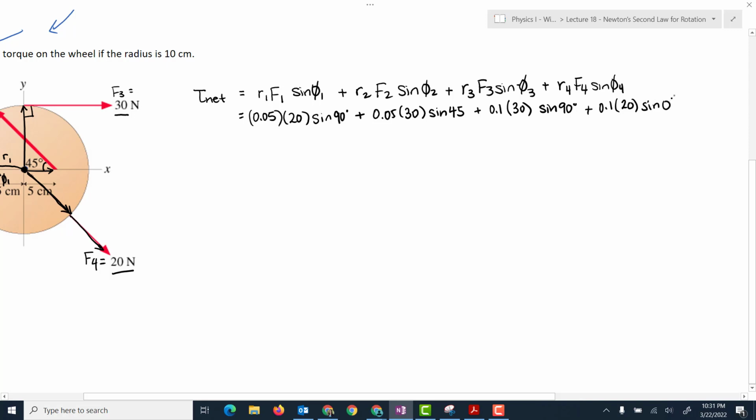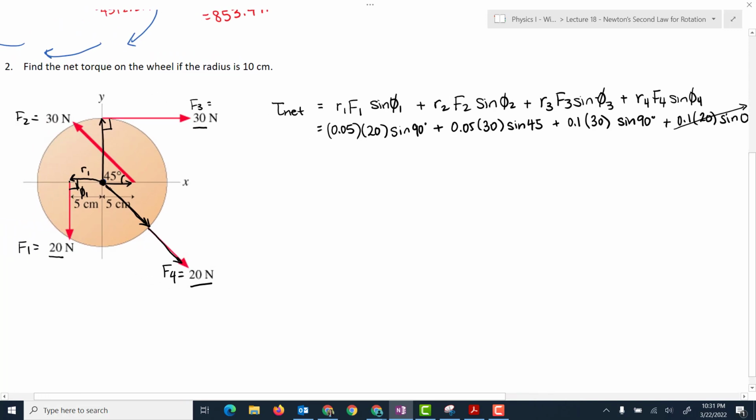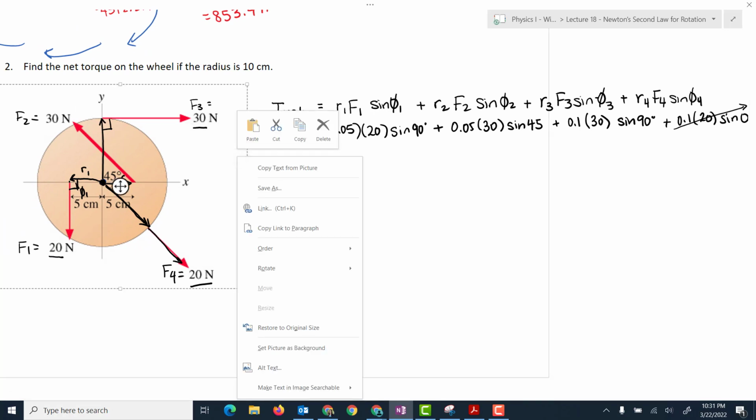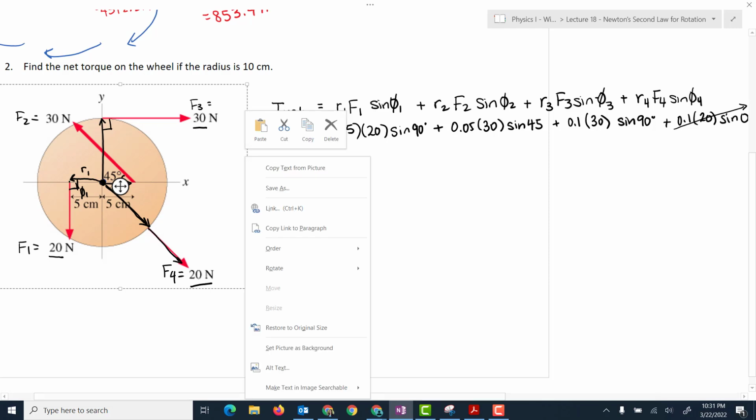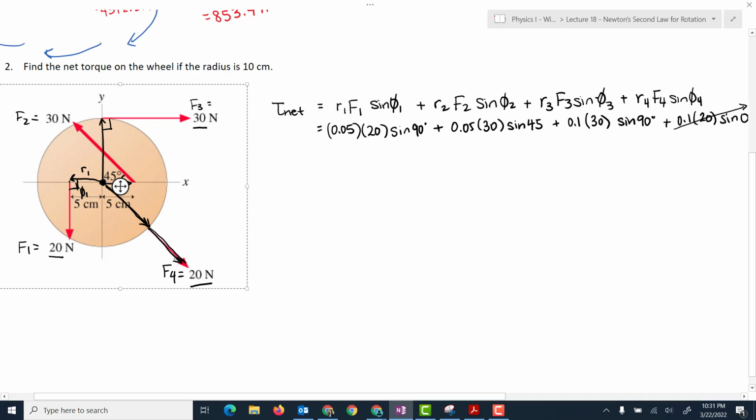So I'm going to put sine of 0. Sine of 0 is 0, so the whole thing becomes 0. And that makes sense, because if I pull on this wheel in the direction of F4, it's not going to cause the wheel to rotate at all, right? It's not going to cause it to rotate clockwise or counterclockwise, because I'm pulling in a direction that goes right towards the axis of rotation.